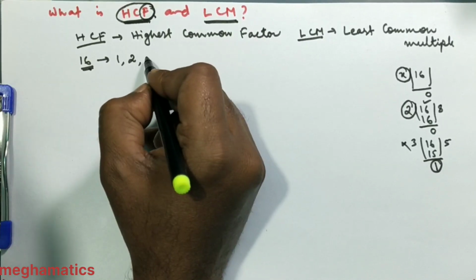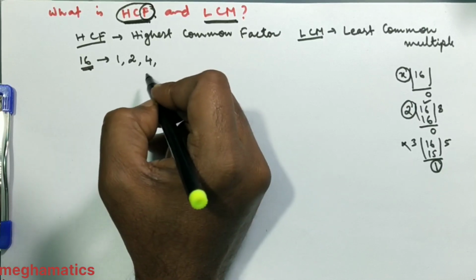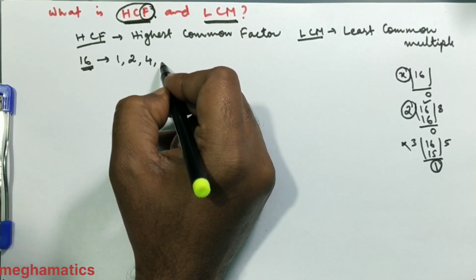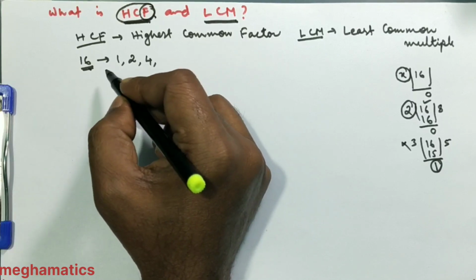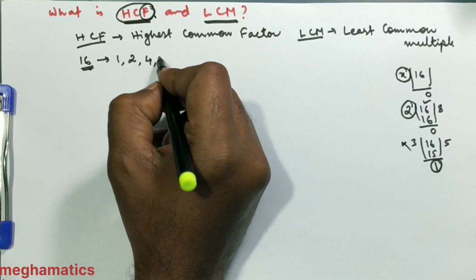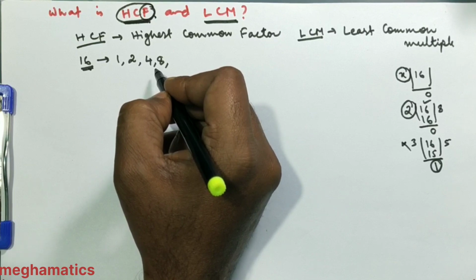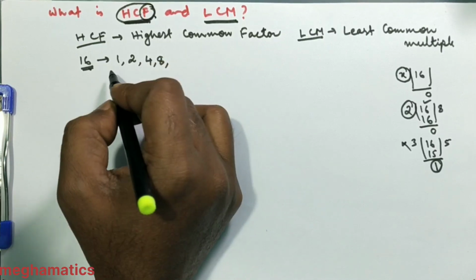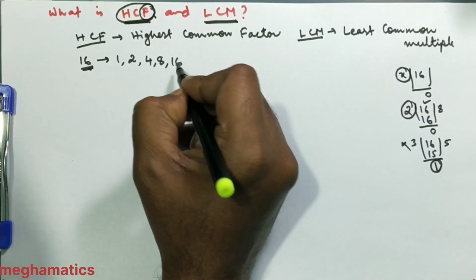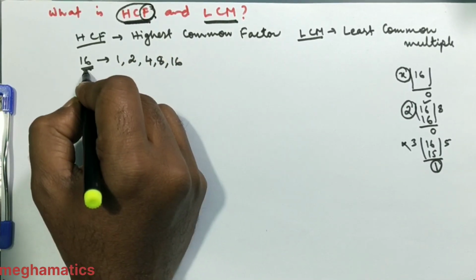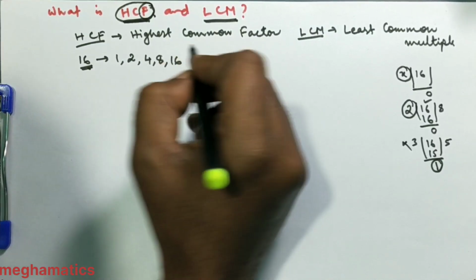Then if we divide with 4, 4 4s are 16, the remainder is 0. 5 is not a factor. 6 is not a factor. 7 is also not a factor. 8 2s are 16 and the remainder is 0, so 8 is also a factor. Then after 8 what comes? 9, 10, 11, 12. If we divide by all these numbers, there will be a remainder, so these are not factors. Then if we divide by 16, we will get 1 time and the remainder is 0. So these are the factors of 16.